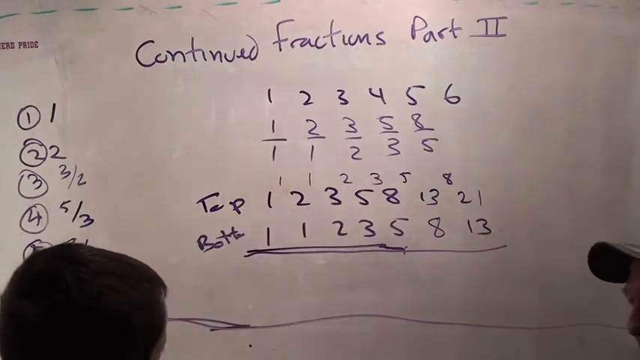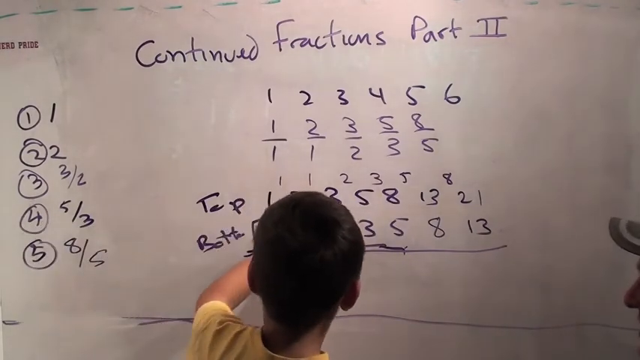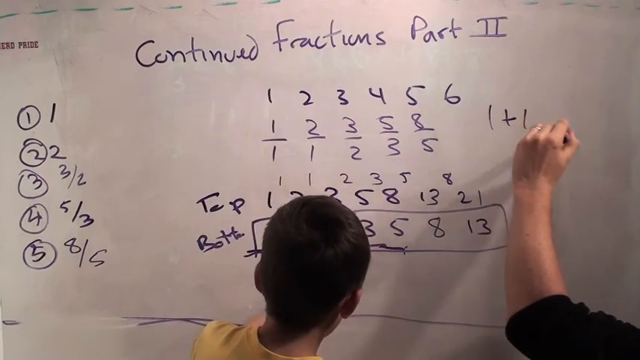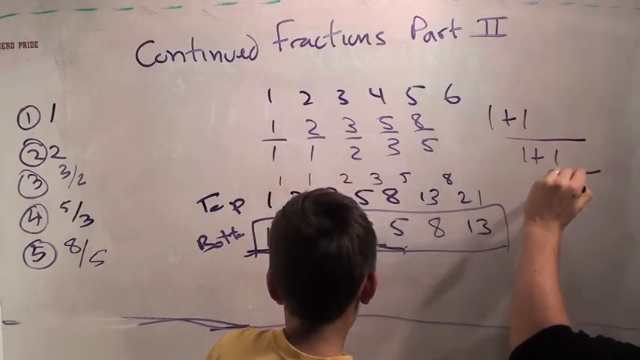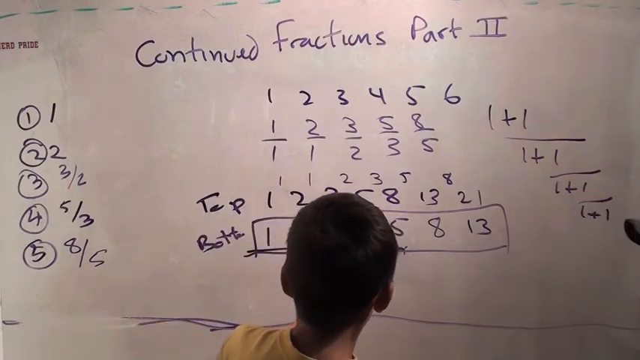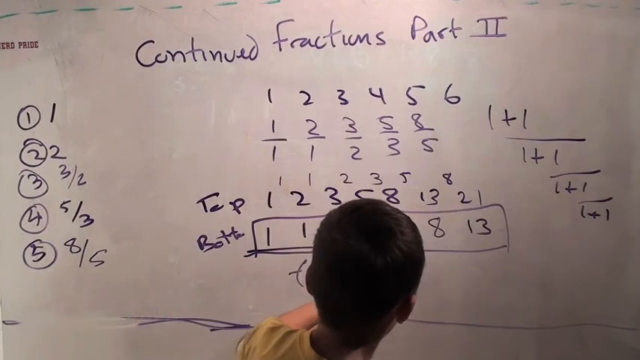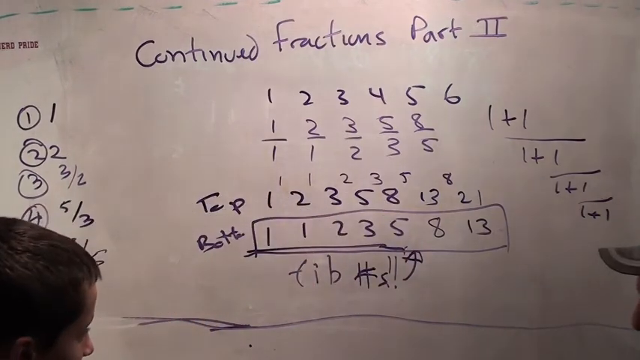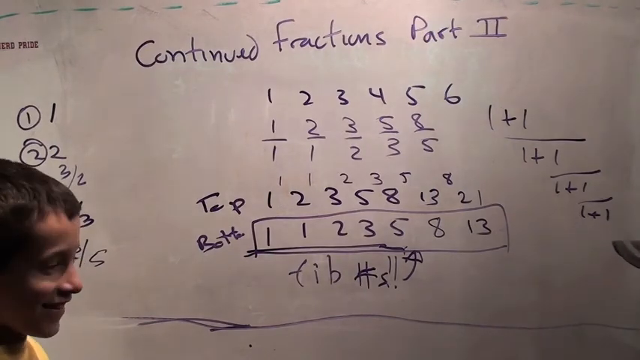How did we find the Fibonacci numbers? Isn't that crazy? We found the Fibonacci numbers just by writing down the continued fraction 1 plus 1 over 1 plus 1 over 1 plus 1 over... I'm going to write fib. The fib numbers might be something a little bit different. You know what fib means? Lie. The lie numbers.